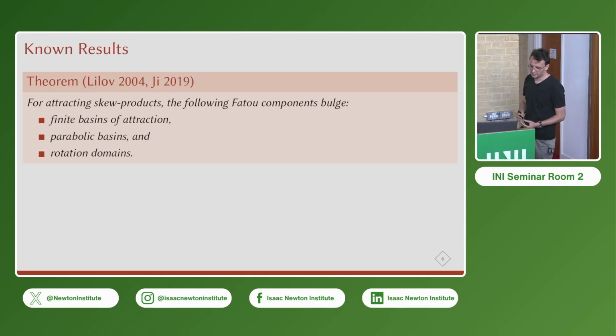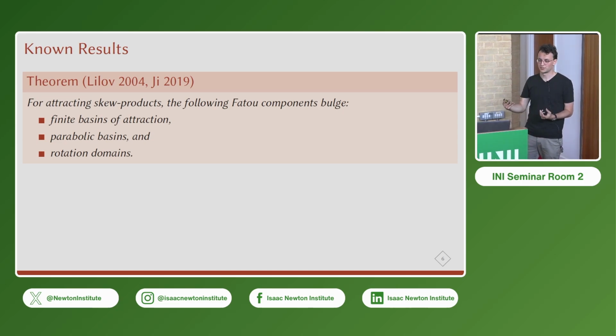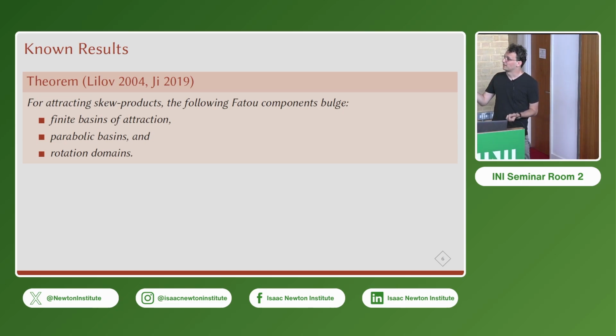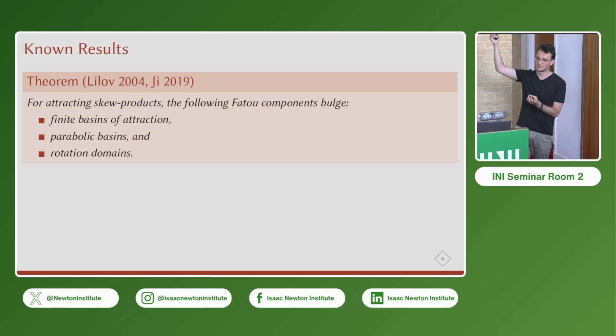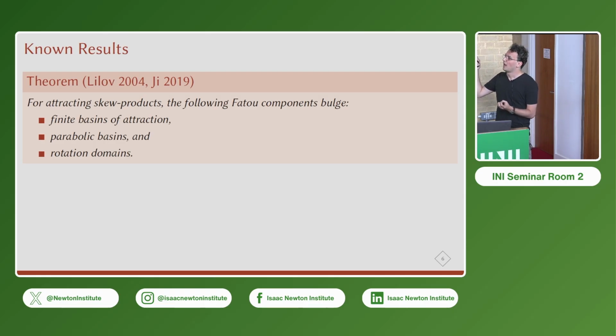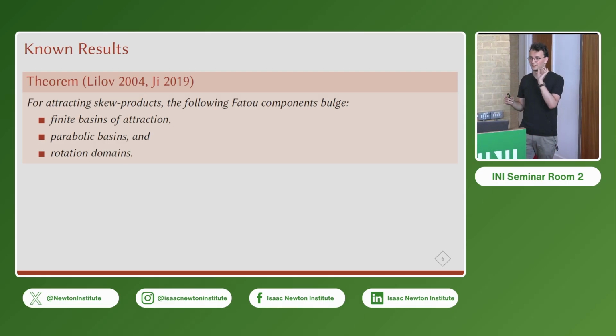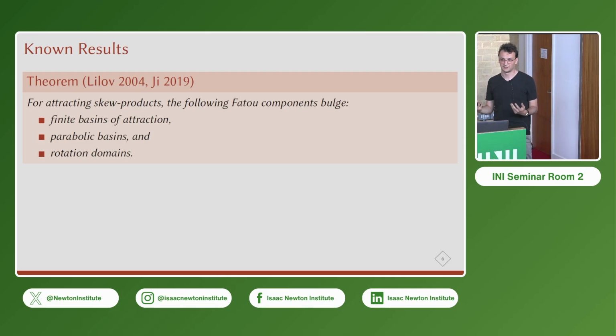And the first result is a theorem by Lilov and then later by G, which tells us that if you have an attracting skew product, then the following Fatou components on the fiber always bulge. And those are finite basins of attraction: a basin of attraction around an attracting fixed point which is not infinity, parabolic basins, and rotation domains. Lilov was able to show this where 0 is an attracting but not a super attracting fixed point. Or the other way around, Lilov was able to show it for a super attracting fixed point but not for an attracting one. And then later G was able to generalize it to just an attracting fixed point.